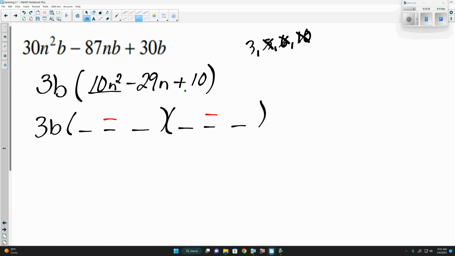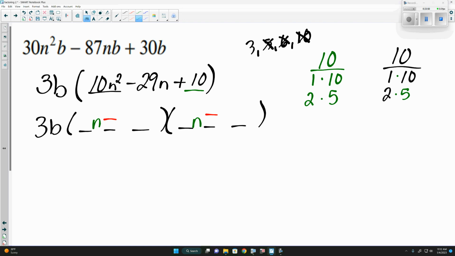Now we find the factors of the first and third term. Well, factors of n squared are n and n. For the first term's numbers, we have factors of 10, which are 1 and 10, or 2 and 5. Our third term's factors are 10, which is 1 and 10, or 2 and 5.